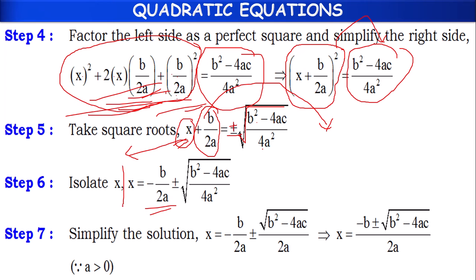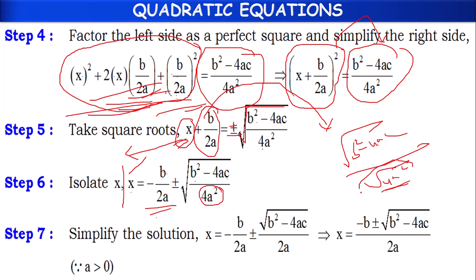If we isolate x, then x equals minus b by 2a plus or minus root of b square minus 4ac by 4a square. Where this 4a square can be written as root of b square minus 4ac by root of 4a square. In the denominator, root of 4a square equals 2a. So minus b by 2a plus or minus root of b square minus 4ac by 2a. So this is the formula which we have got.